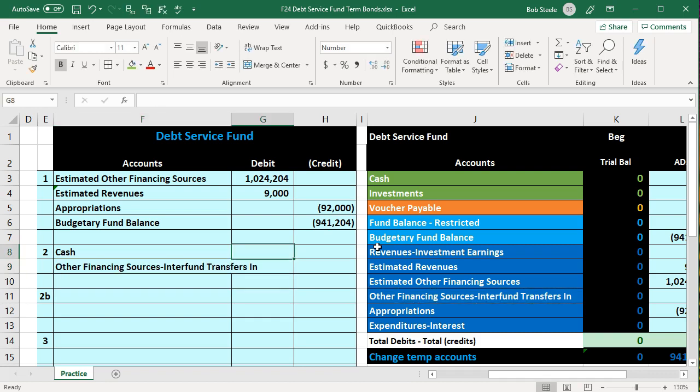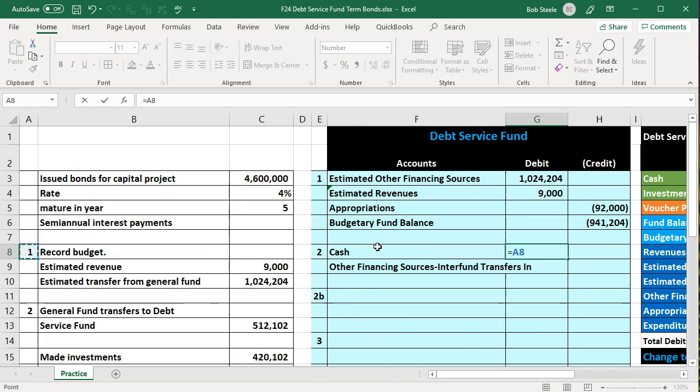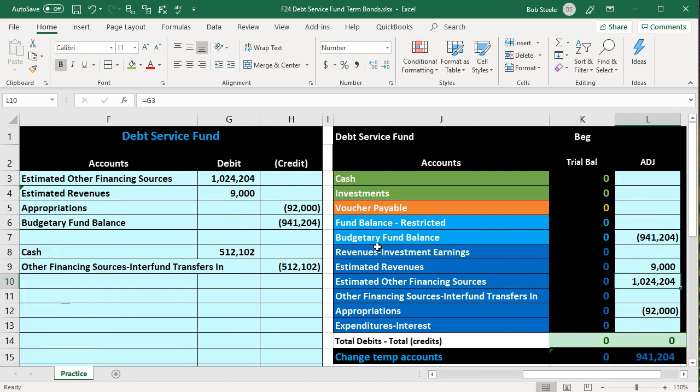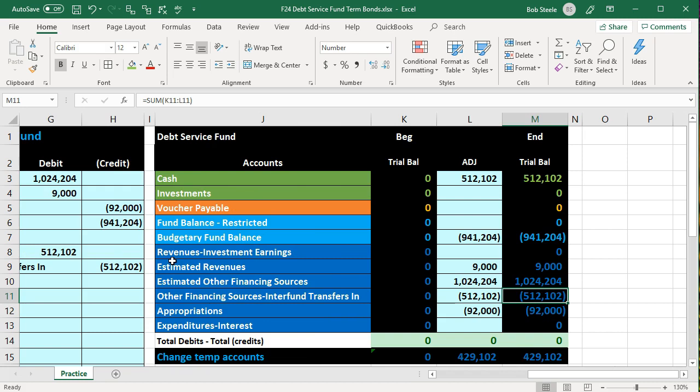And so we're going to say the amount that was transferred in is going to be 512,102 for the debit and the credit. Let's post that. So here's going to be the cash up top. We're going to go into L3 and say equals and scroll down to the cash amount. So that increases the cash. And then we've got the other financing sources. So the other financing sources is in L11 equals, and we'll pick up that item, increasing that amount.